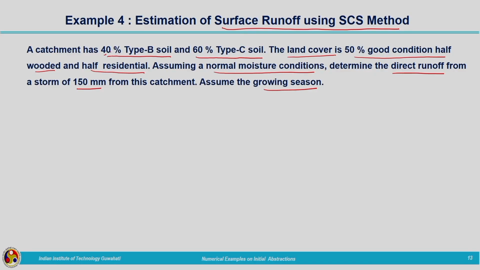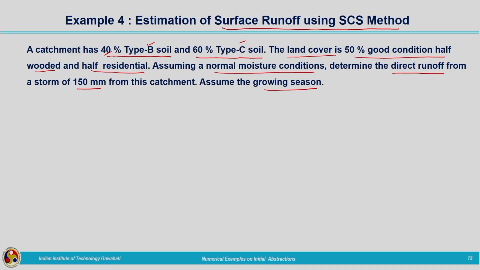So, the catchment description is there. In this catchment we have 40% of type B soil and 60% type C soil. Different types of soil are present in the catchment. Depending on the soil characteristics, SCS has provided 4 groups: A, B, C, D. Out of those 4 groups, type B soil and type C soil are present in this catchment, and it is given that 40% of the area has type B soil and 60% type C soil.